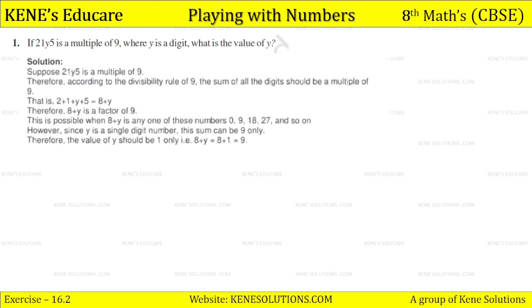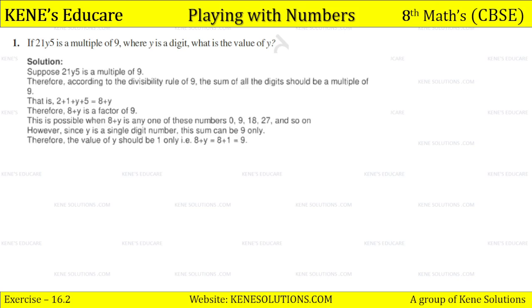Suppose 21y5 is a multiple of 9. Therefore, according to the divisibility rule of 9, the sum of all digits should be a multiple of 9. So 2 plus 1 plus y plus 5 is equal to 8 plus y. Therefore, 8 plus y is a multiple of 9. Okay, so which number is possible here?